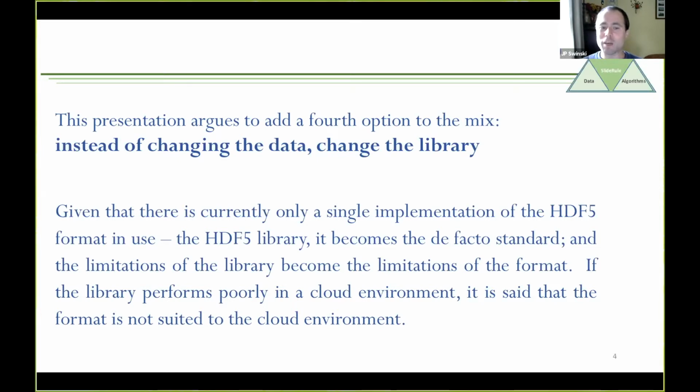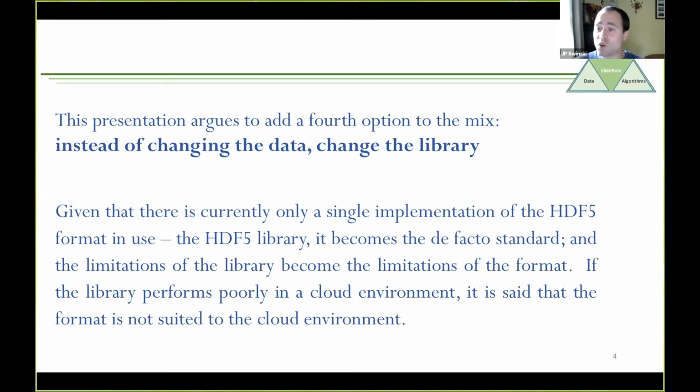So think about this. Right now, there is only a single implementation, I think in practical terms. There may have been others in the past, but in practical terms, there's only a single implementation of the HDF5 format. It's the library that we all use. And so the library actually becomes the data standard when that happens. And so the limitations of the library end up being synonymous with the limitations of the format.